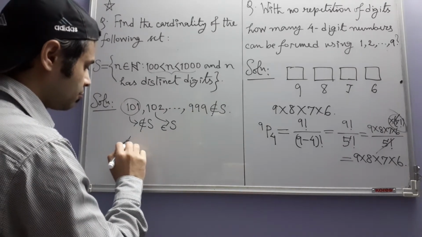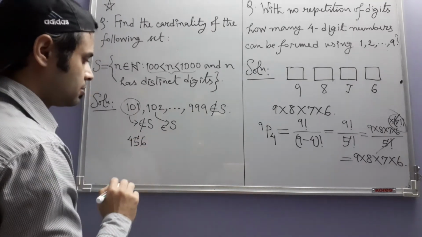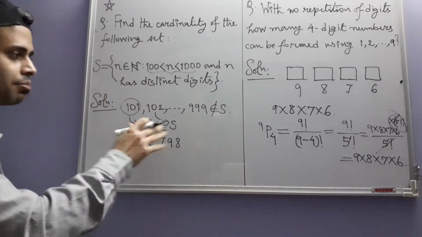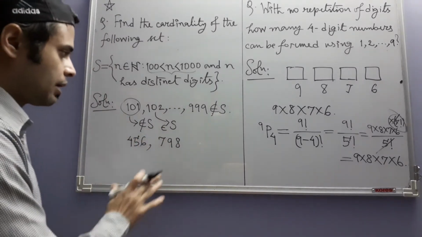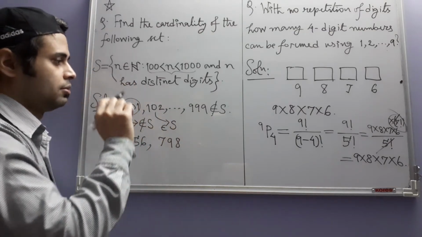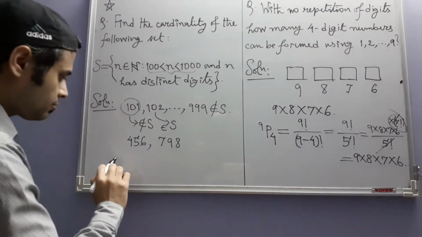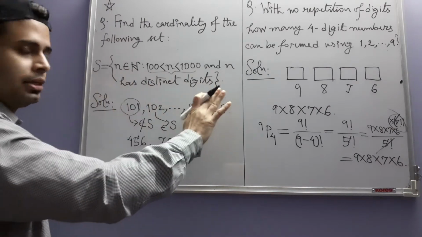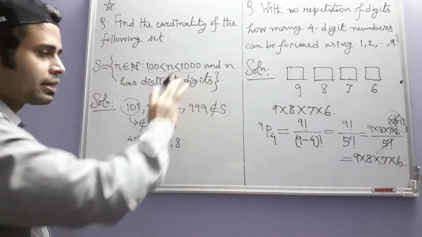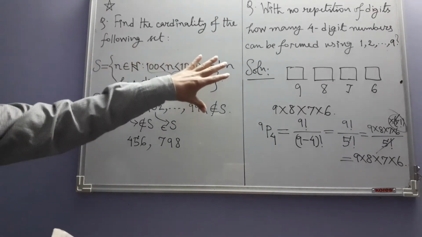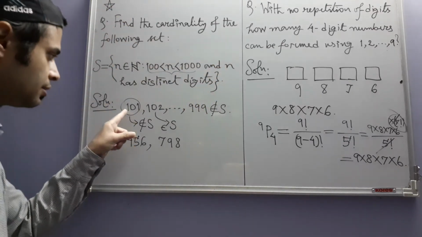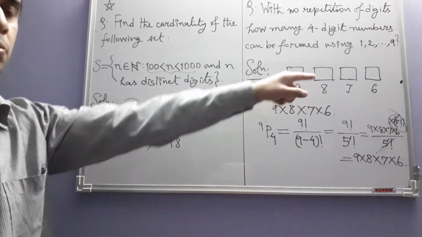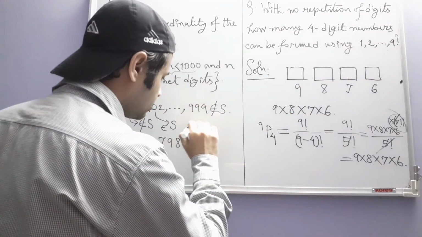Another example can be 456. This is in S. Or 798. These are numbers in S. Now right off the bat, we can see that the number of numbers is one thing. In S the elements are numbers. We need to count the number of such numbers. That is one thing. But in each number there are 3 digits. That is important because we want to be able to use this counting principle. So we know that there are 3 digits.